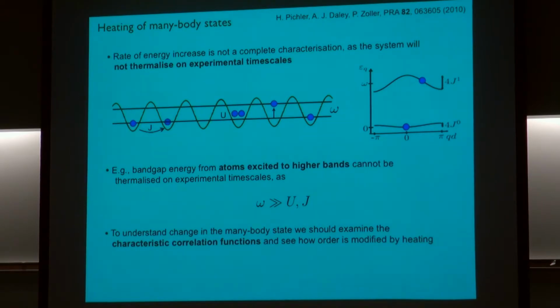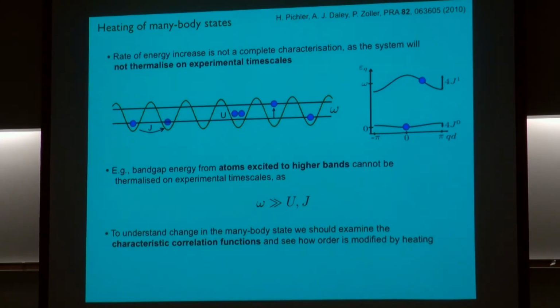If I have multiple particles in the higher band, they can collide, and one can go higher and one can go lower. But I can never take this band gap energy and redistribute it amongst the particles in the lowest band, which means it doesn't thermalize that band gap energy on typical experimental timescales. So now it's not sufficient just to calculate the rate of increase of energy, and I've got to ask how the state of atoms in the lowest band actually changes. This is actually good for experiments, because it means that to a large extent the bulk of the energy that goes in just creates a few impurity atoms that run around in the higher band but can't transfer all of their energy to atoms in the lowest band.